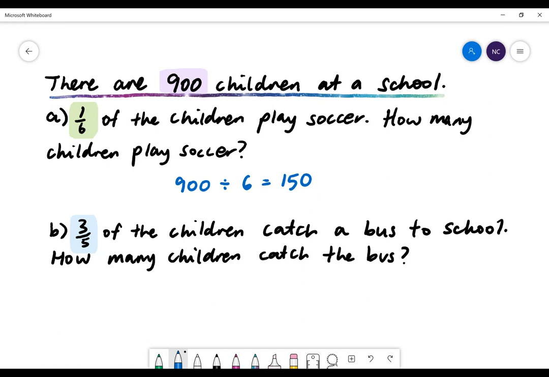B. 3/5 of the children catch a bus to school. How many children catch the bus to school? We'll take the 900 children again, and here we're going to divide by 5, which is the denominator. We'll be left with 180. This represents 1/5 of the children. Take 180 and then multiply by the numerator, which is 3. We'll then be left with 540 children. Hence, 540 children catch the bus to school and 150 children play soccer.